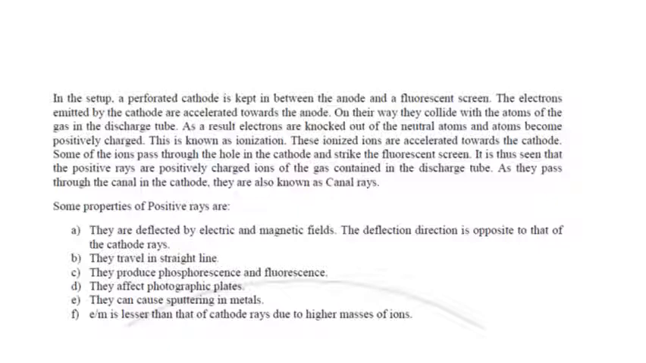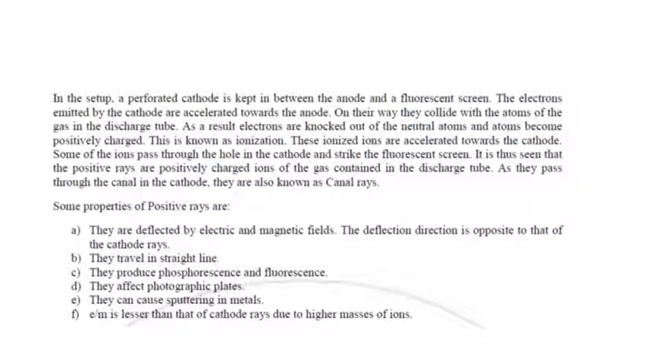Now this is an additional product of cathode ray emission. If in place of a high vacuum, we place gas inside the discharge tube, the properties of these positive rays are: they are deflected by electric and magnetic fields. Obviously, charged streams are there. The deflection direction is opposite to cathode rays. Both have opposite charge, so deflection is opposite.